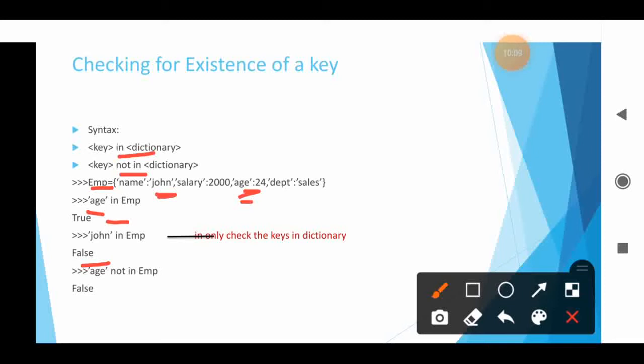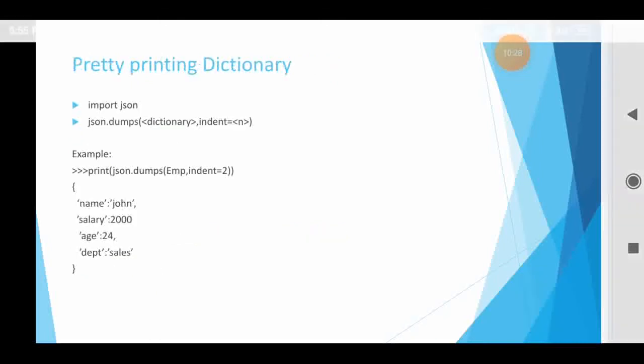The next one, age not in EMP. That means not in, but the key is present, so it will return False. So we can check whether a key is present or not in the dictionary. We use the membership operators in and not in.